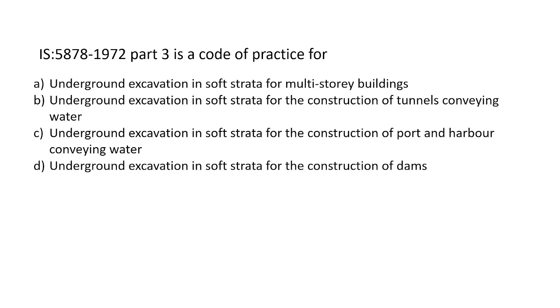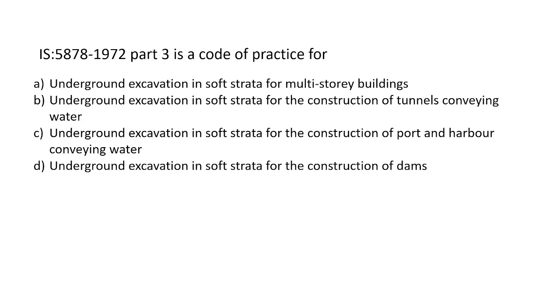Okay, so the IS 5878 1972 part 3 is a code of practice for, your options are, underground excavation in the soft strata for multi-storied buildings. So we have seen in the last question itself that for underground excavation in soft strata for multi-storied buildings we use the IS 1892, right? Next is underground excavation in soft strata for construction of tunnels conveying water. What is the IS code for the construction of tunnels conveying water, to understand the underground excavation in soft strata? Anyone? It is IS 5878, right? So the question was IS 5878 1972 part 3, right? This code we use for knowing about the codal provision for the underground excavation in the soft strata for the construction of tunnels conveying water.